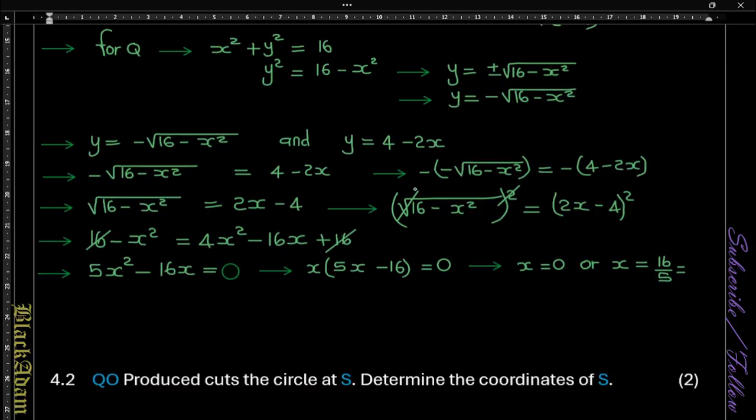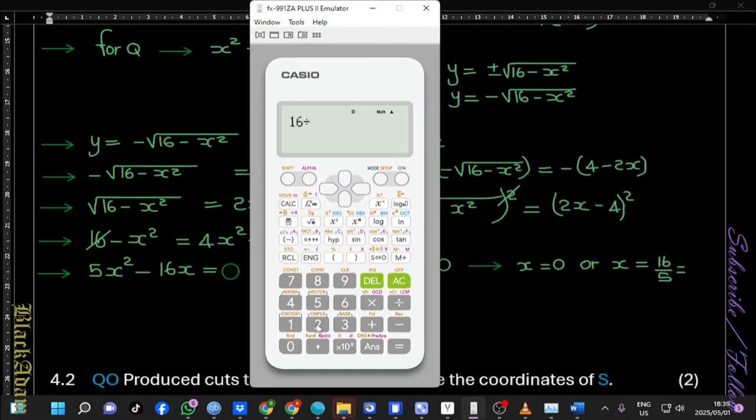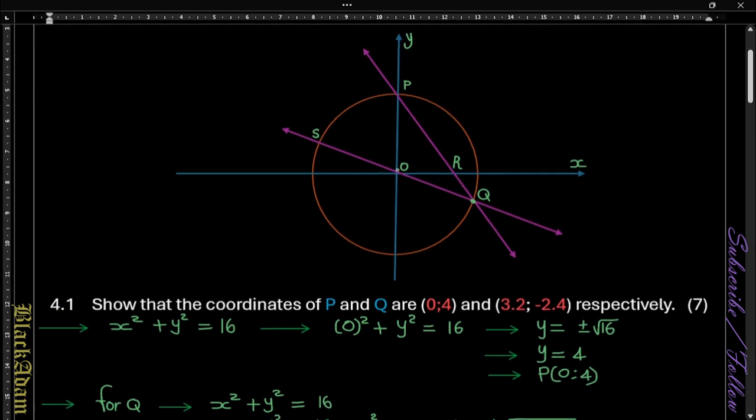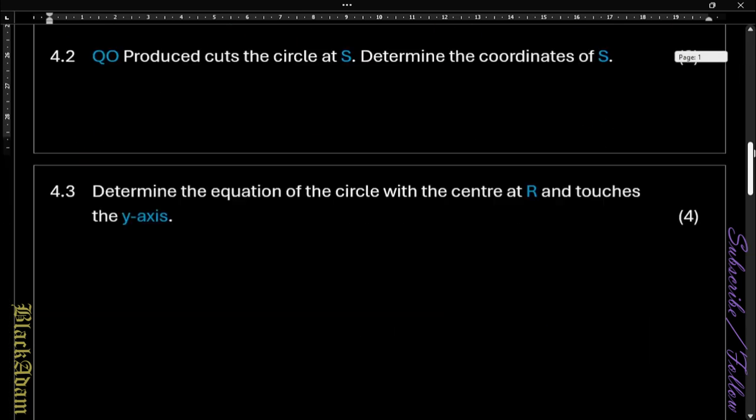Using our calculator, 16 divided by 5 gives us 3.2. So we did find 3.2. Now we need to find the y equivalence on that part.